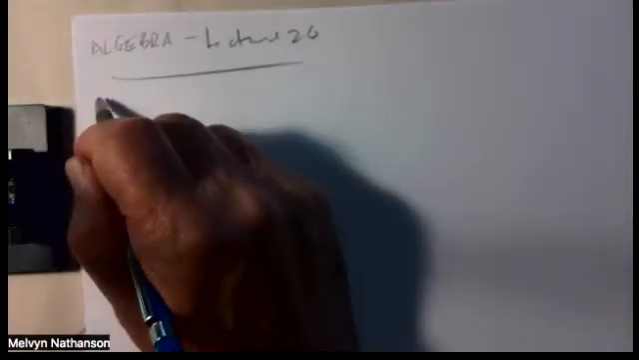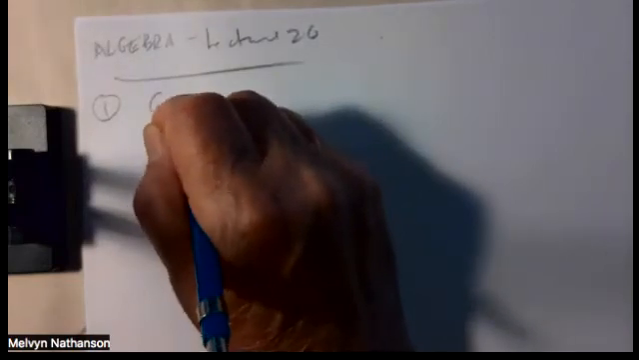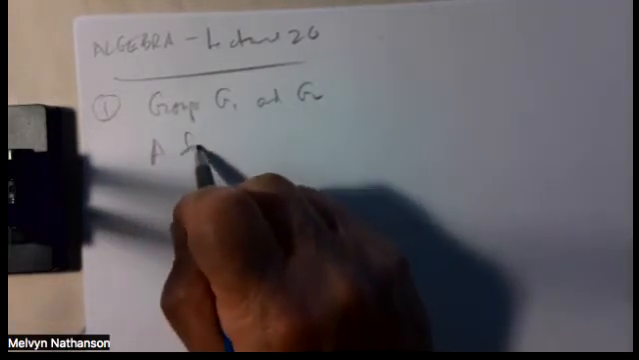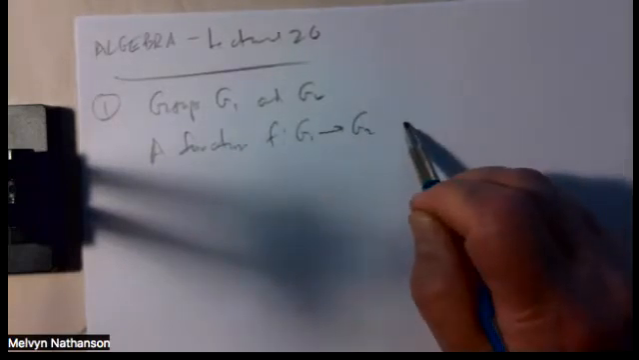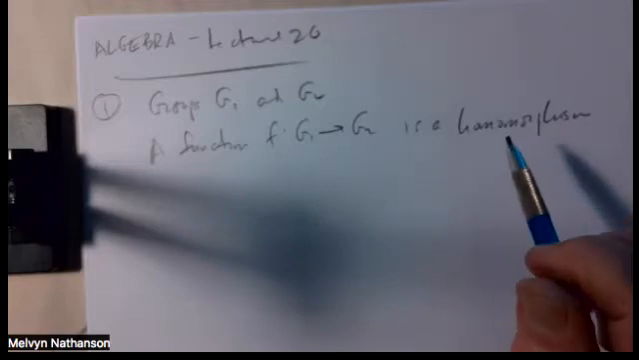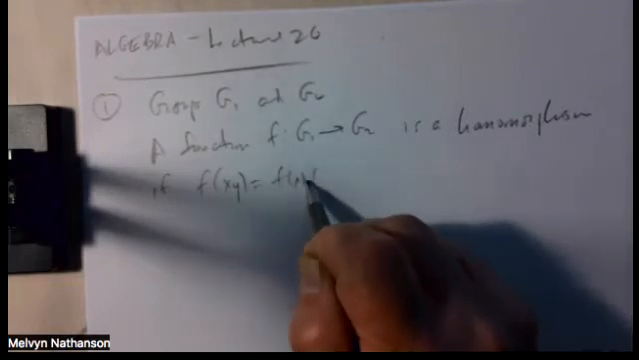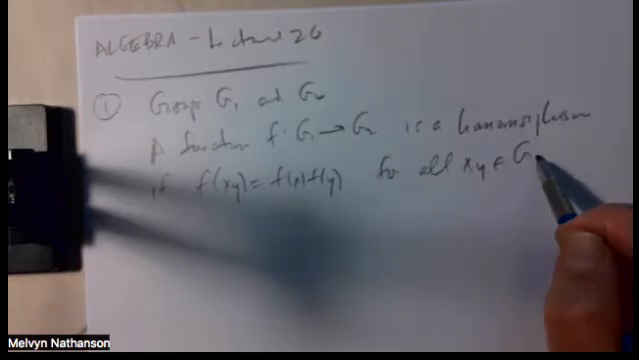All right, so problem one. Remember, if you have groups G1 and G2, a function f from G1 to G2 is a homomorphism if f of xy is f of x times f of y for all x, y in G1.